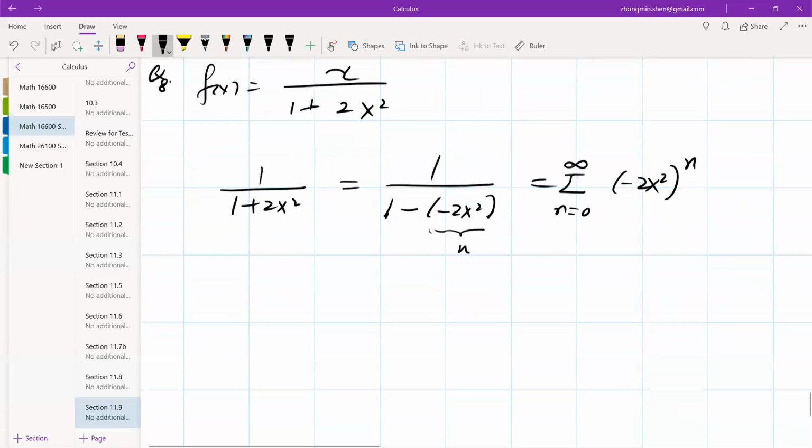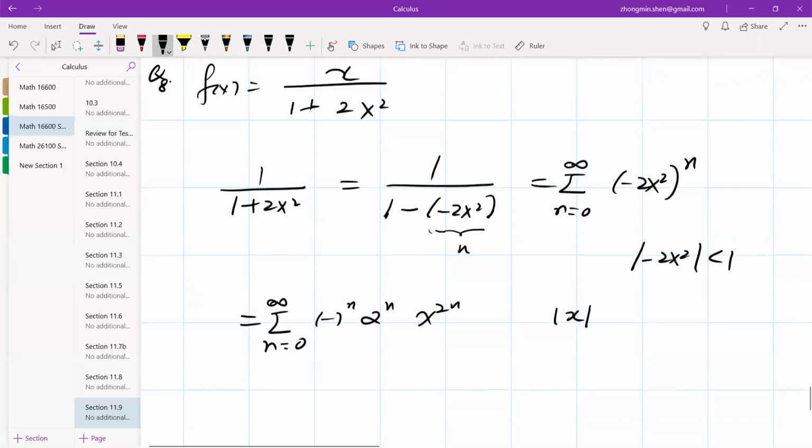And this holds for negative 2x squared less than 1. Let's rewrite this again. Here, how can I express it? It's less than 1 over square root 2, or square root 2 over 2. So that's the radius of convergence.